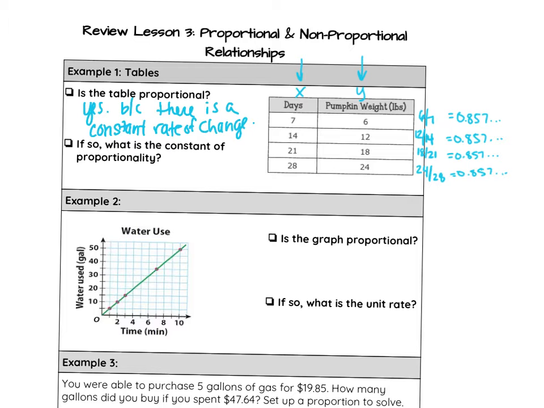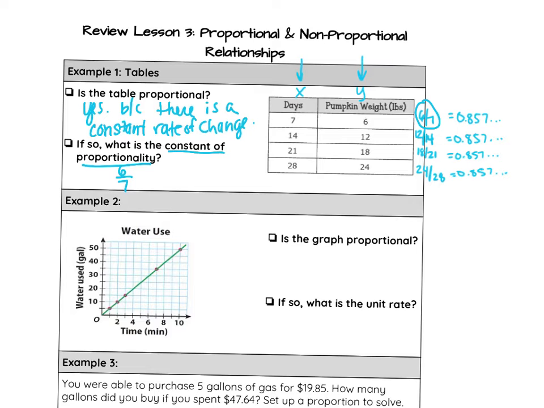Now the second question asks, what is the constant of proportionality? Hopefully you remember the constant of proportionality is the same exact thing as a constant rate of change. So we kind of found it. Let's just use the simplified fraction instead of rounding a decimal. So we could say 6/7 is the constant of proportionality.